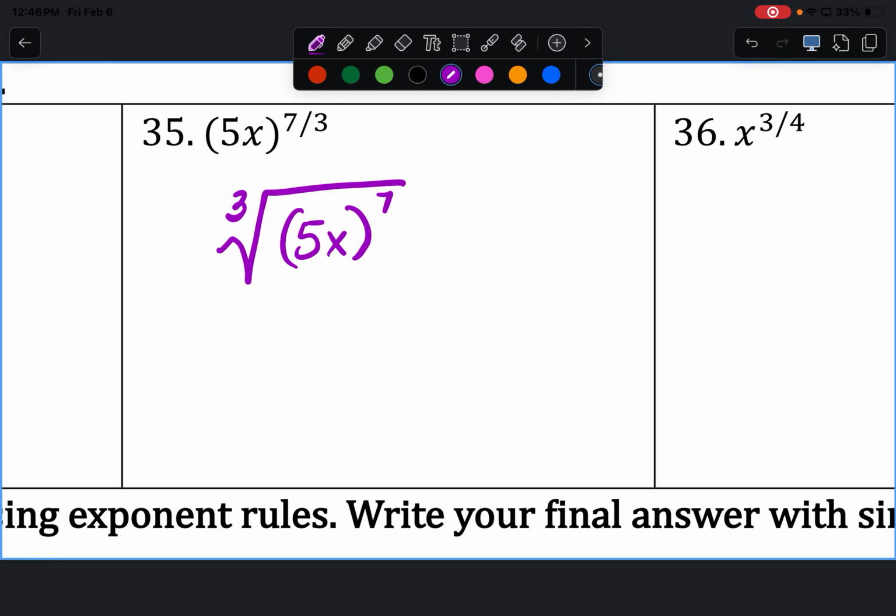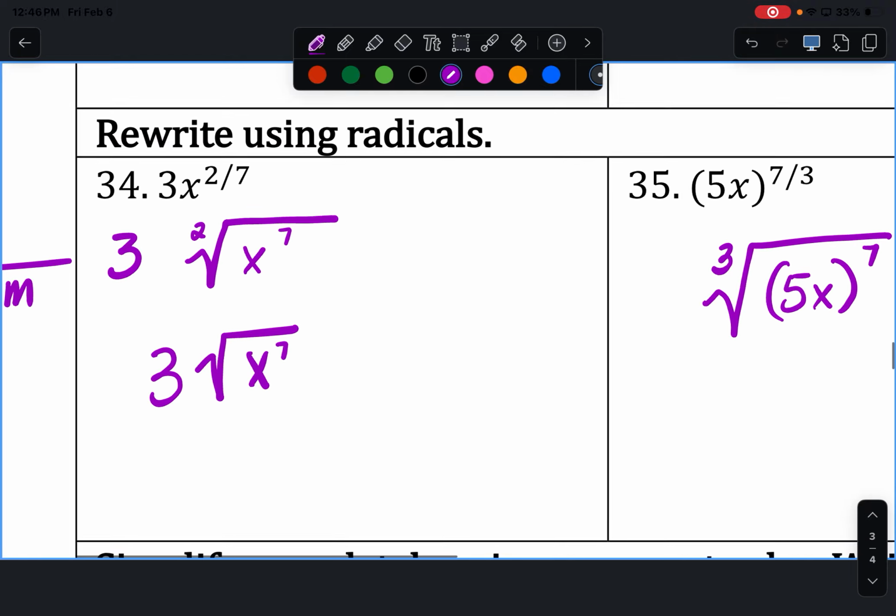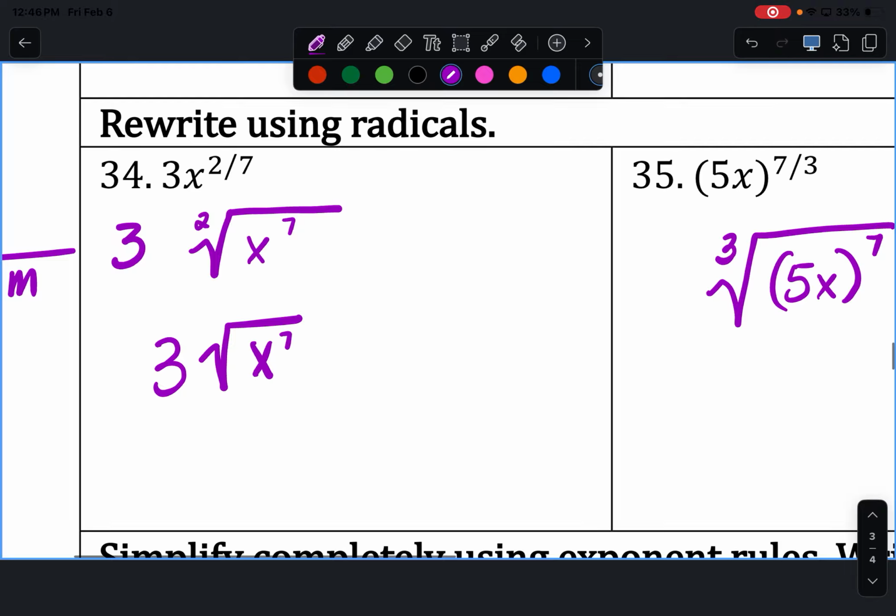Now, the last section. Yes. Okay, what's your question? 34. I think we did that right. Does the 7 go on the inside or on the outside? I tried to go ahead of you, and I was like, oh, I got this, and then you got to it. I'm so sorry. What is the power there? 2. What is the root? 7. Yes, you were correct. I am so sorry.